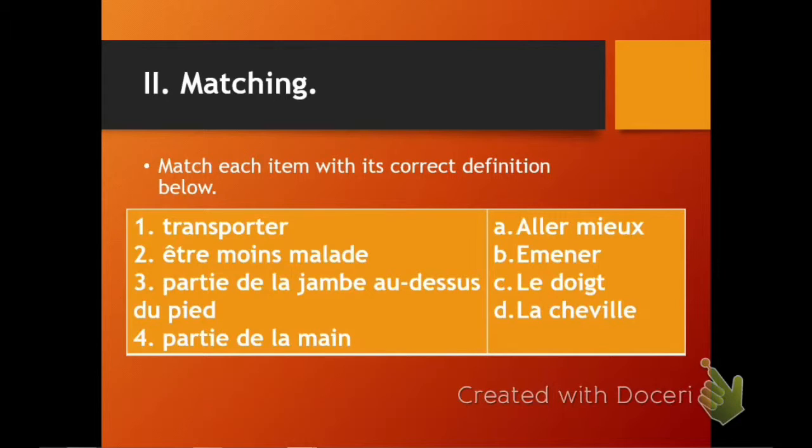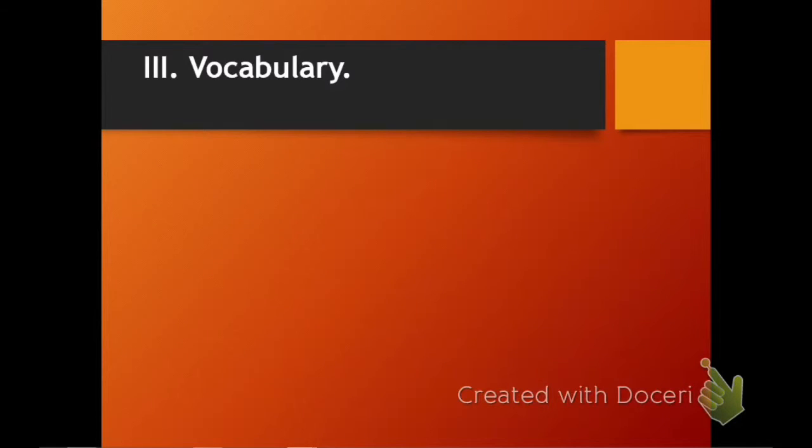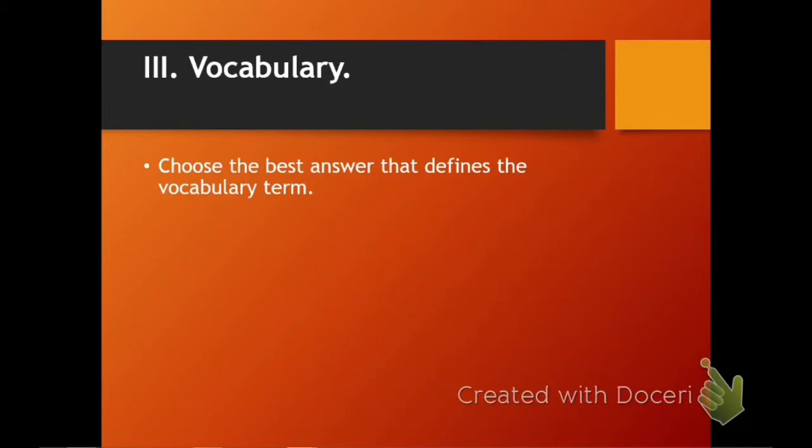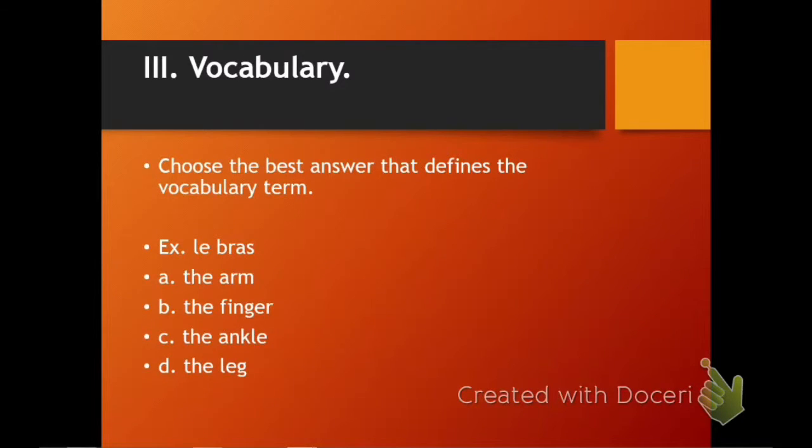Okay, let's go on to our next section. Part 3, vocabulary. You'll need to choose the best answer that defines the vocabulary term. For example, we have le bras. Would our answers be the arm, the finger, the ankle, or the leg? Obviously, our best answer here is letter A, the arm. Okay, let's go on to part 4.